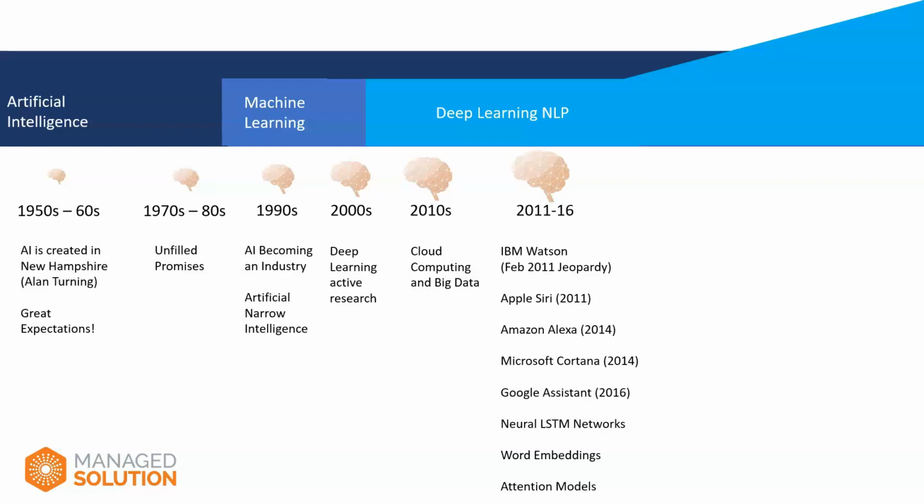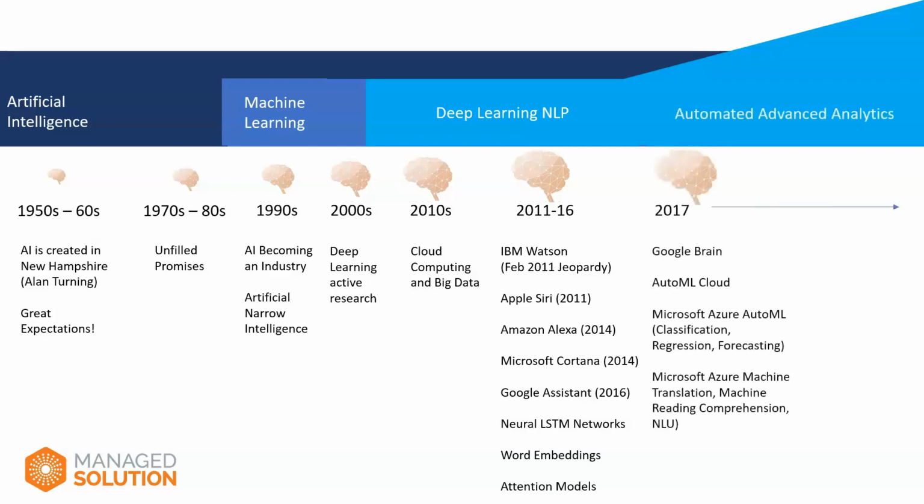And neural long short-term memory networks were really being developed, much like human behavior, word embeddings, attention models. And it wasn't until 2017 and now to the present that we're seeing things like Google Brain and Auto Machine Learning Cloud. So Microsoft Azure has its auto machine learning in terms of classification, regression, forecasting, translation, machine reading comprehension. So there's a lot of capabilities that are coming out with Azure AI at the moment. Now, it's still early in its phases, but it's being developed quicker than ever, and it's a very revolutionary time.